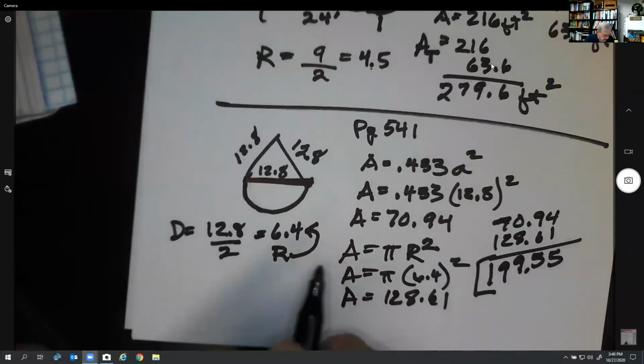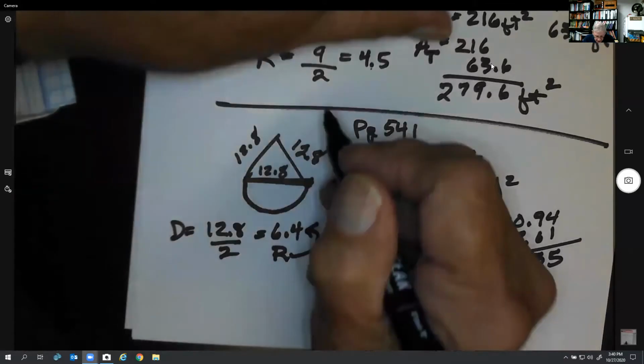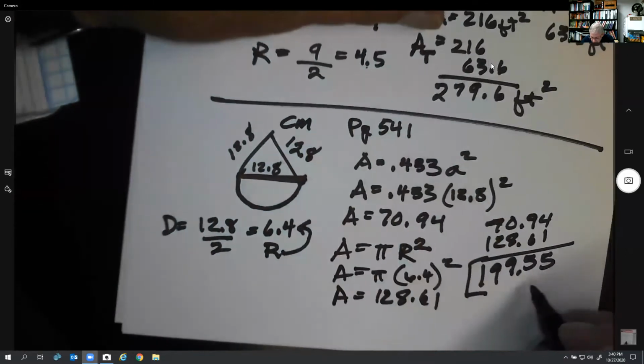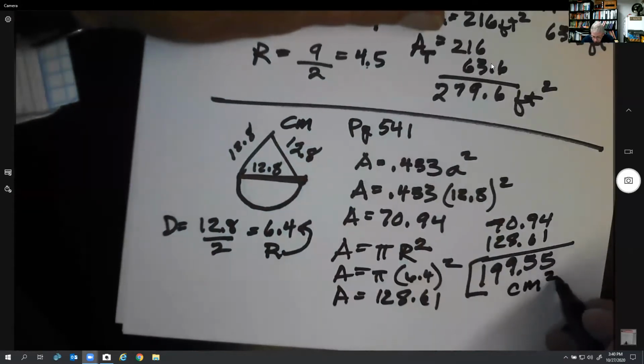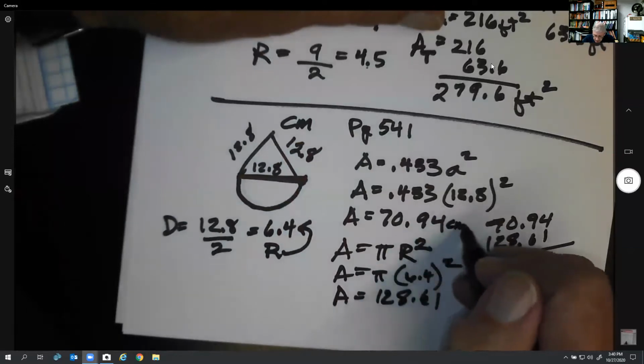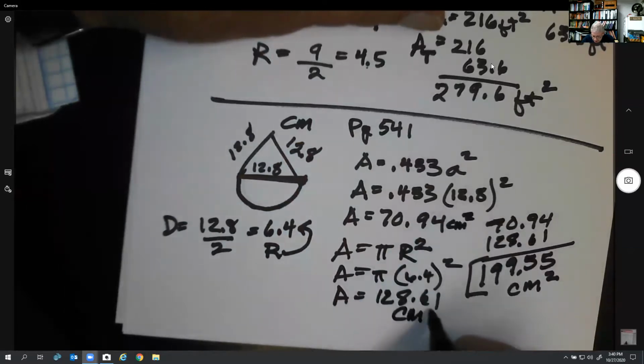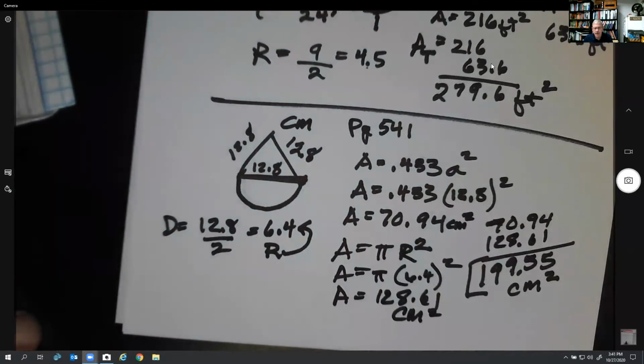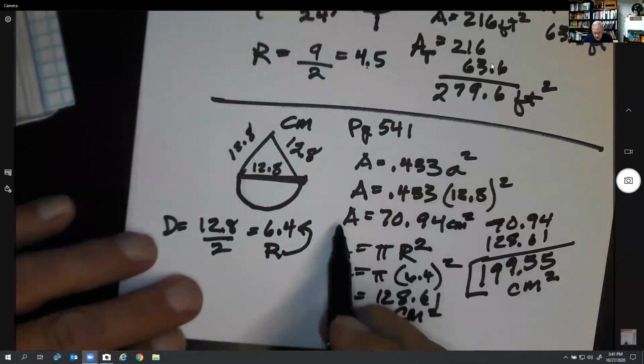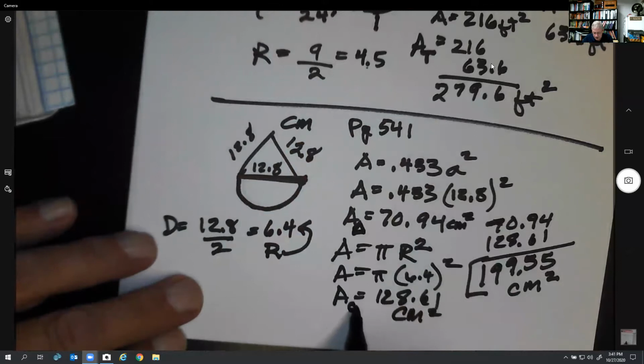And this was, I didn't put a unit, it was actually in centimeters. So this would be centimeters squared. This was centimeters squared. This was centimeters squared. So we had to find the area of the triangle, the area of the circle, put them together, we get the total.